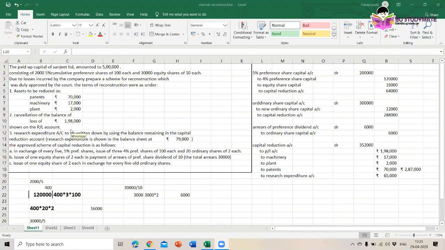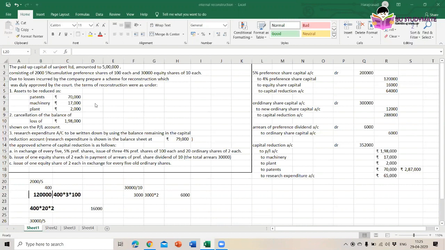On the reconstruction of the company, the following scheme is adopted. The shareholders are to receive in lieu of their present holding of 50,000 of rupees 10 each, how much will the shareholders receive? In the 3 points they have explained here: fully paid equity shares equal to 2/5 of their holding, then 5% preference shares fully paid to the extent of 1/5 of the above new shares. So after calculating the 2/5 of their holding, to that amount we need to calculate the preference share amount.